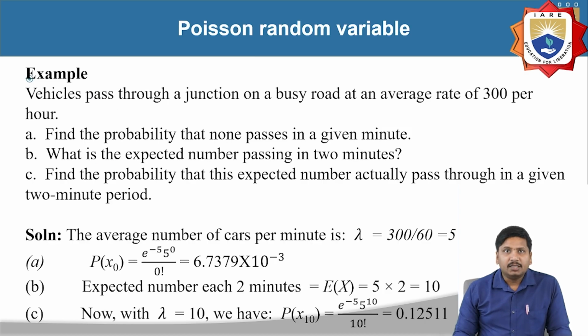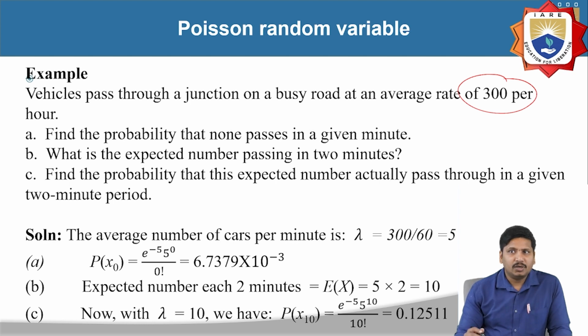Let us consider another example. Vehicles pass through a junction on a busy road at an average of 300 per hour. The first question is to find the probability that none passes in a given time. Another question is what is the expected number passing in 2 minutes. And another is to find the probability that this expected number actually passes through.